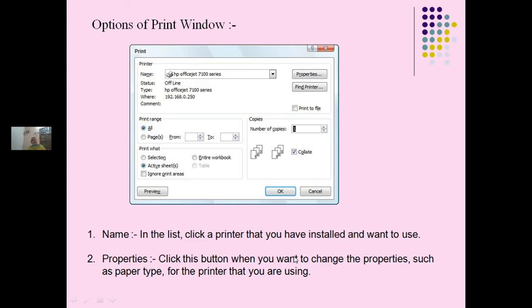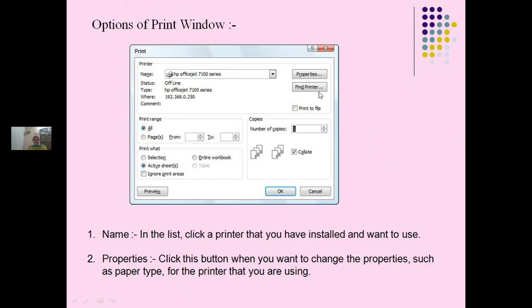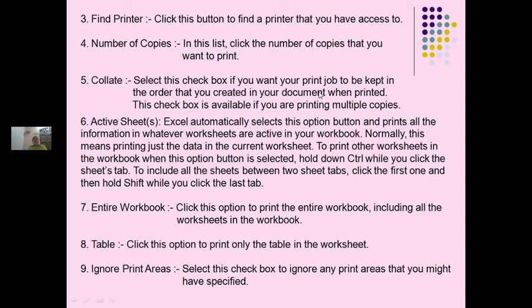What are the options of the print window? First one is name. Here in the list, click a printer that you have installed and want to use. This is selecting the name of the printer you want to use. Then you have the properties button. Click this button when you want to change the properties, such as paper type, for the printer that you are using. Next, find printer. You have a find printer button here. Click this button to find a printer that you have access to.